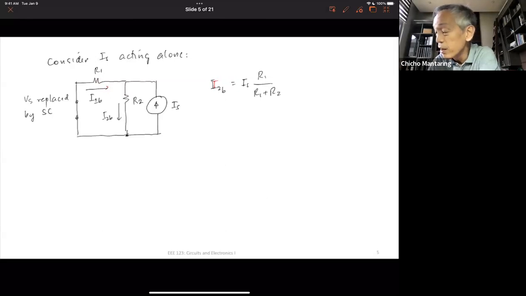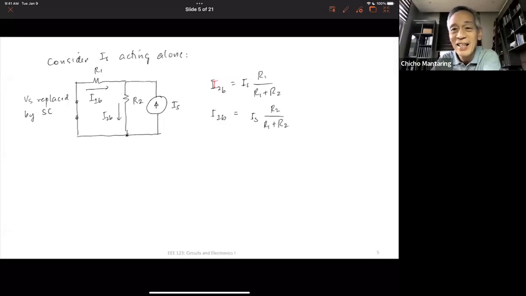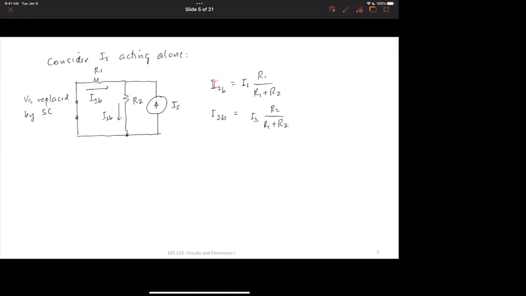Okay, so ano yung I1B ngayon? Can somebody else tell me what I1B is? Anyone? Sir, it's IS R2 over R1 plus R2. Does everybody agree? It's almost correct, no? Ano yung mali? I'm saying it's almost correct, no? There's something wrong. May negative sign. Yes, it should be negative, no?